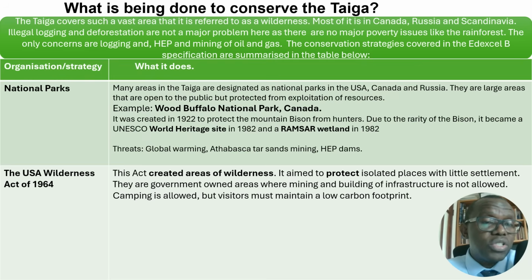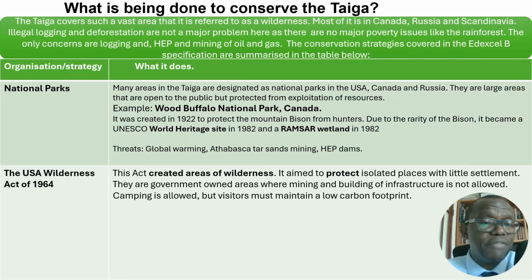So the main concern here is actually logging. So logging is normally done for commercial purposes and is done by TNCs or transnational corporations. So that is one of the main concerns, and the other one is hydroelectric power stations and mining for oil and gas. Okay, so the direct threats here are slightly different to the ones that you have in the tropical rainforest. So the conservation strategies covered in the Edexcel B specification are summarized below.